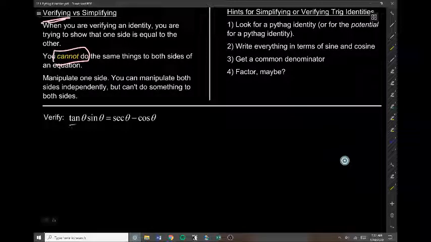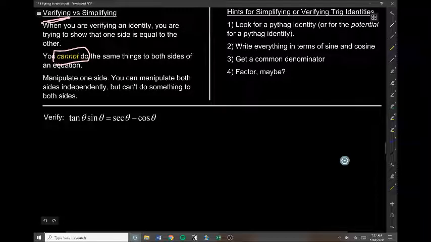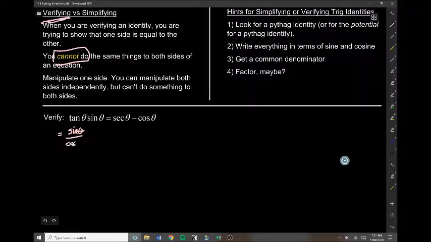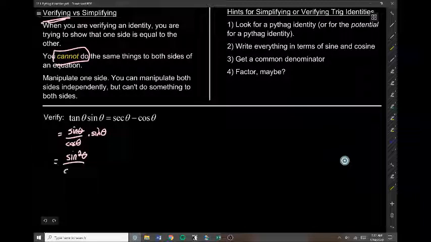So I'm going to try to verify that this side is the same as this side. On the left side, I'm going to take tangent and just turn it into sine over cosine, which I can call sine squared over cosine.